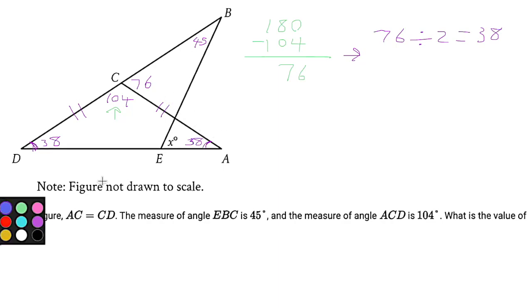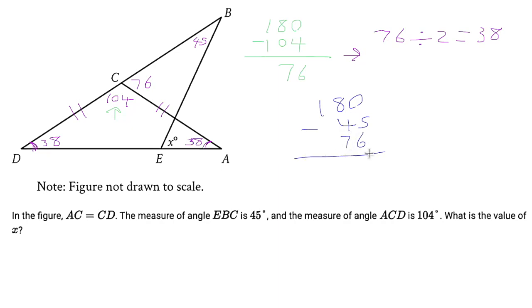Let me switch colors here. So we got 180, and this time we're going to subtract 45, and we're going to subtract 76. And I'm just writing this out so you can see what I'm doing, but just use your calculator. That's 59. And then there's another rule here, which is the vertical angles rule. Basically, whenever you have two tips touching like this, those angles are congruent. So if that's 59, we know that this is also 59.